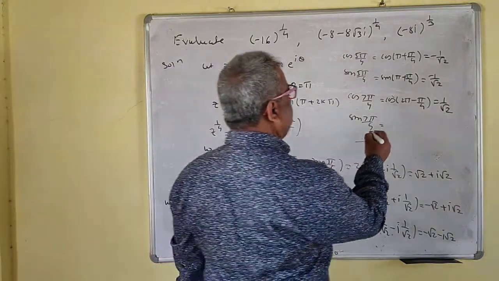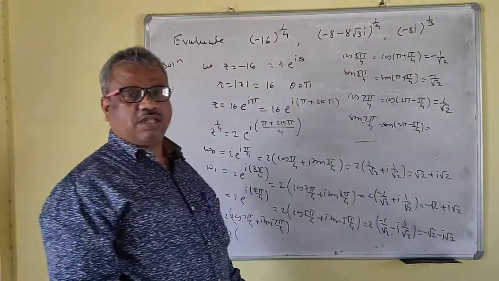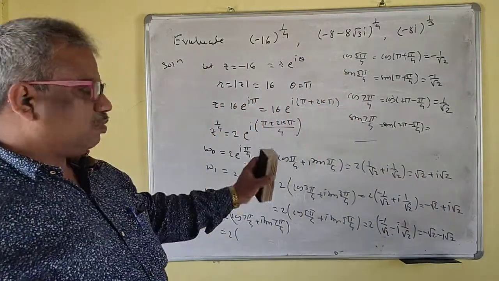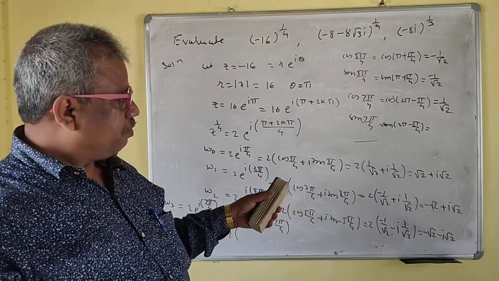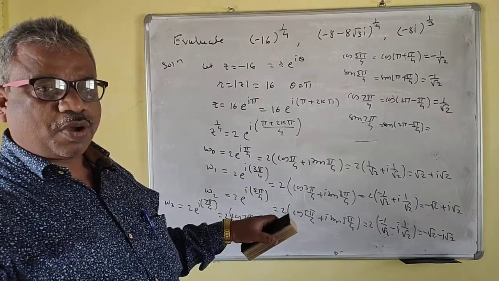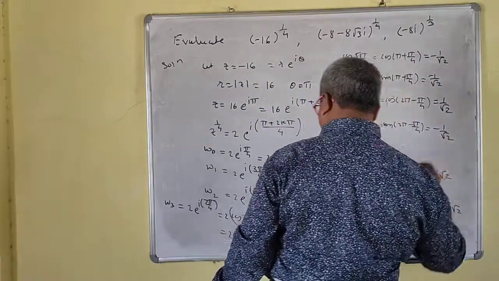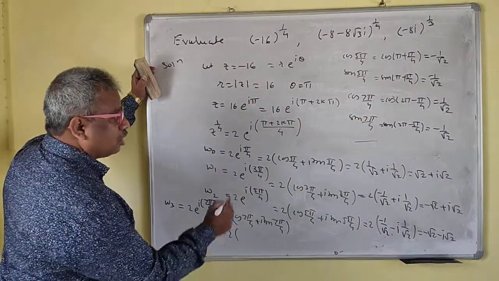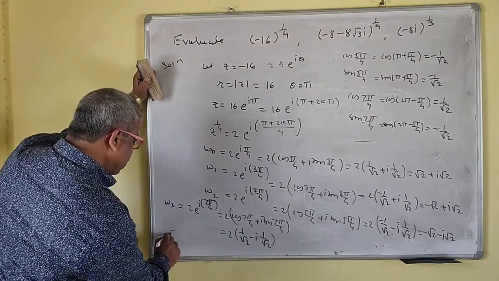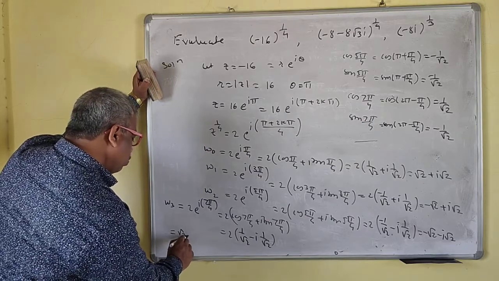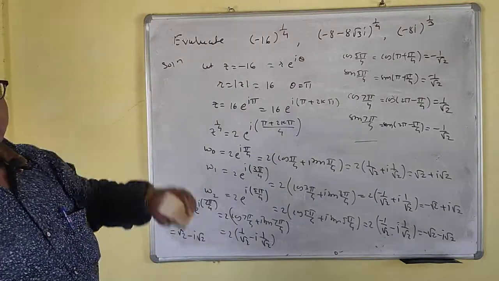Now again here sin of 2 pi minus pi by 4. See, in the first term sin 2 pi is 0, so we are not counting the first term. In the second term, minus sin pi by 4 cos 2 pi. But cos 2 pi is 1, so this is minus 1 by root 2. So this is plus 1 by root 2 minus i 1 by root 2. If you multiply this, what we get then? Root 2 minus i root 2. So these are the four roots of this minus 16.